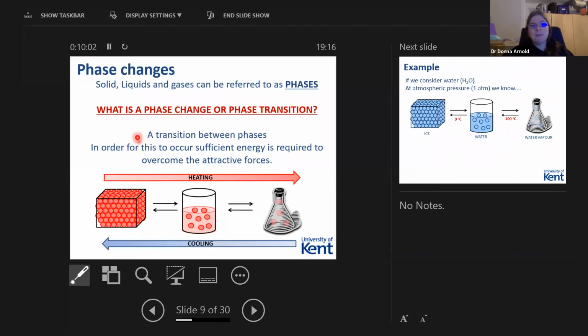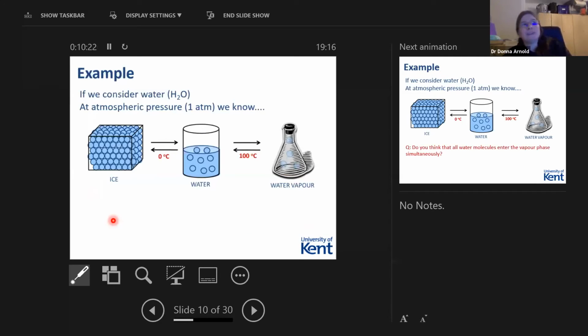If we look at something like our solid, we know that if we heat a solid, it turns into a liquid. And if we heat it some more, it turns into a gas. And if we go back the other way, we can take our gas to our liquid, to our solid again. A good example of this that everybody knows is water, H2O. If we take our ice at 0 degrees C, it melts to form water, and at 100 degrees C, we boil to form water vapor. And we need to remember that this occurs at atmospheric pressure. This is 1 atmosphere.